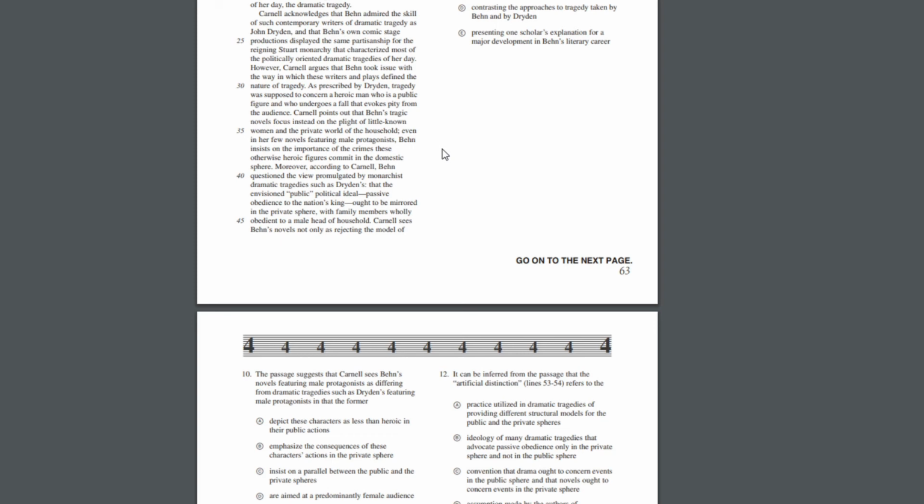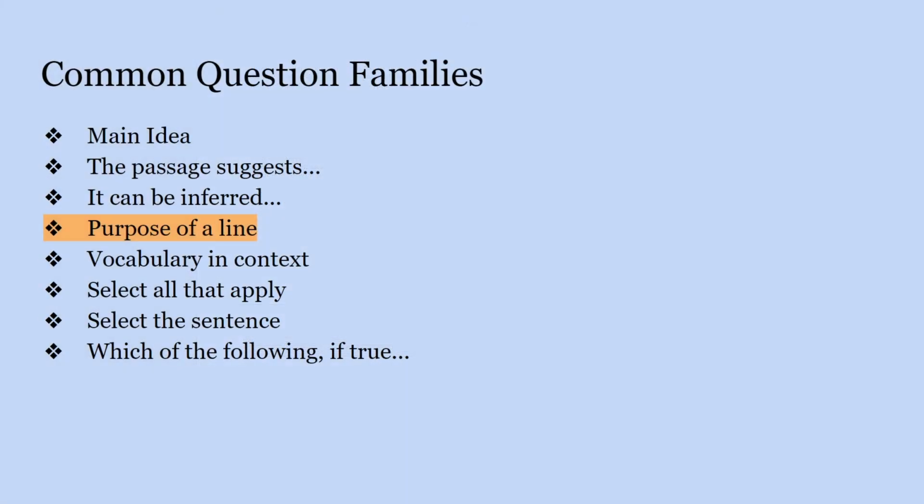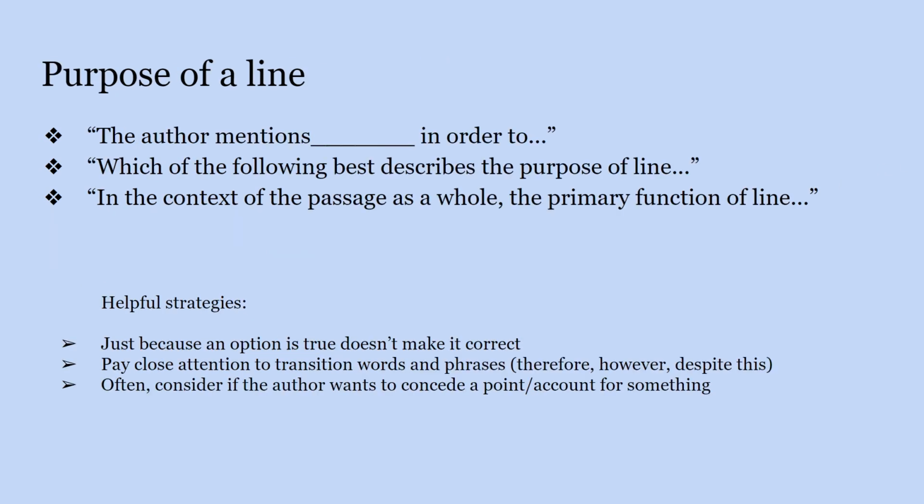The next question stem or question family that we want to look at is purpose of a line. And this is actually quite common. And you'll often see it like the author mentions such and such in order to blank. Which of the following best describes the purpose of line 4 or 5 or something like that? Or in the context of the passage as a whole, the primary function of this line is blank.